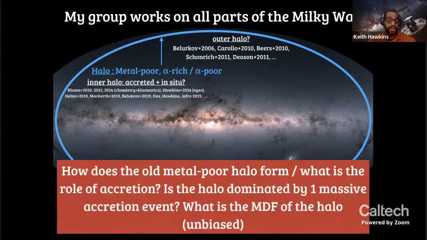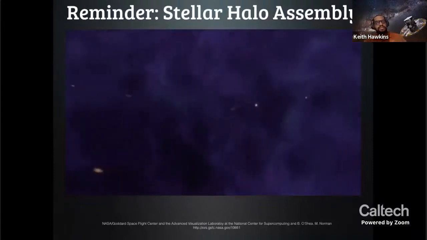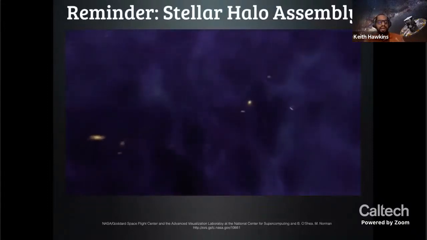So some of the questions that we're interested in regarding the galactic halo are: how does the whole old metal poor halo form? Particularly, what is the form of accretion? Is the halo dominated by one massive accretion event, or is it dominated by lots of small things coming into the galaxy?